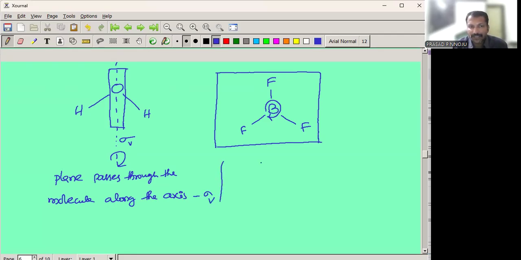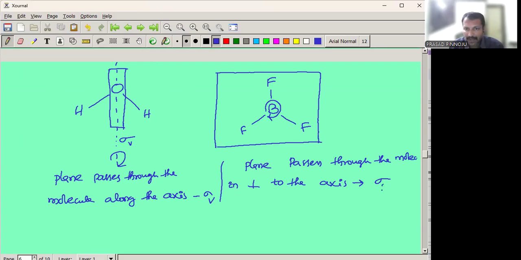So coming to this condition, what happens, does the plane pass through the molecule along the axis or perpendicular? Perpendicular, sir. Passes through the perpendicular to the axis. Passes through the molecule in perpendicular direction. So this is considered as sigma h. So that is the difference between sigma v and sigma h.